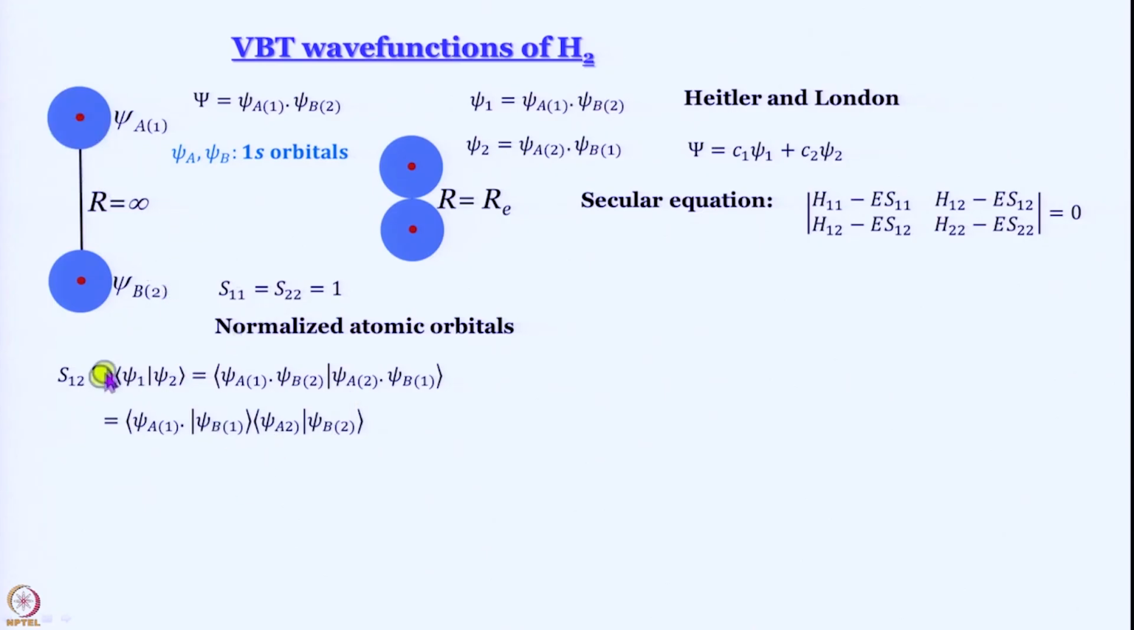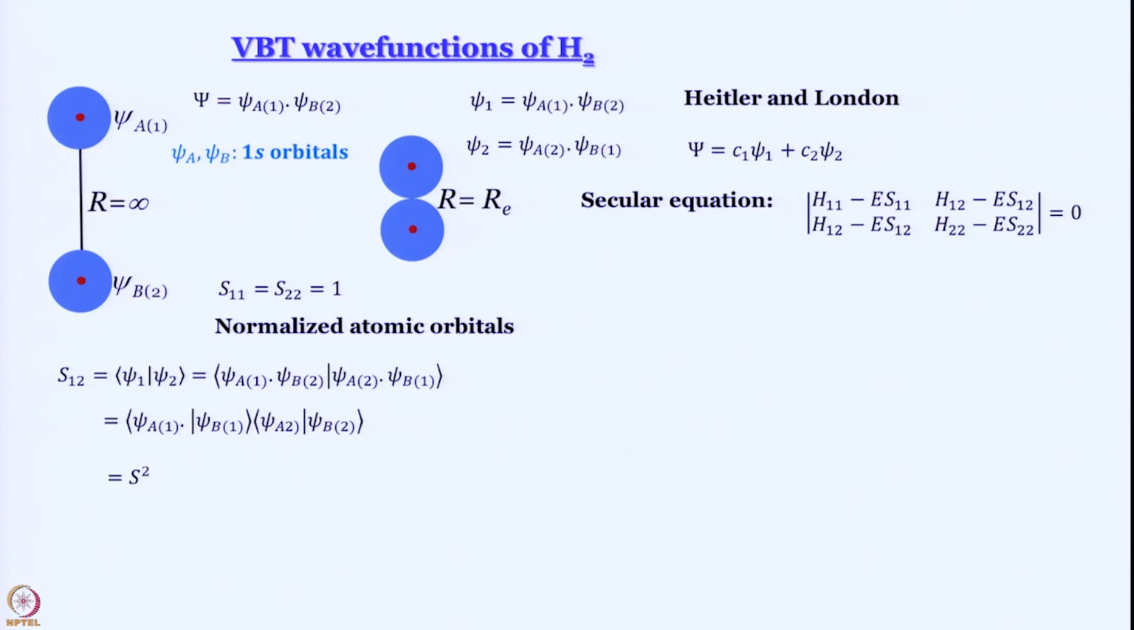Psi B1 means the same electron number 1, but in a different 1s orbital, on a different atom B. So, this integral is not equal to 0, right. Psi A and psi B are not orthogonal to each other because they are orbitals of two different atoms A and B. This is something that we have discussed earlier.